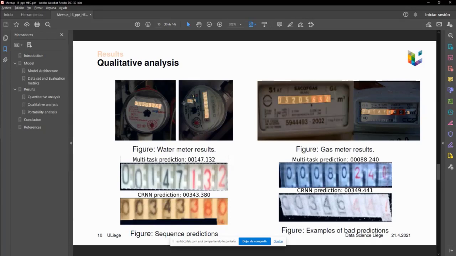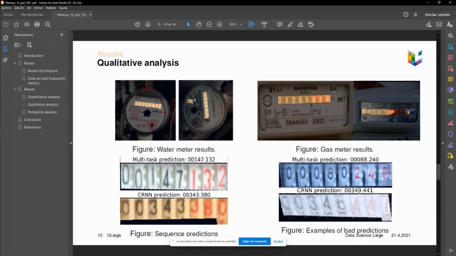On the other hand, this raw detector model also was applied to gas meter images, and we can see that if the image is horizontally aligned, the model can really provide good results. But nevertheless, sometimes as this counter area changes coloration compared with the gas meters, it really confuses the raw detector model.